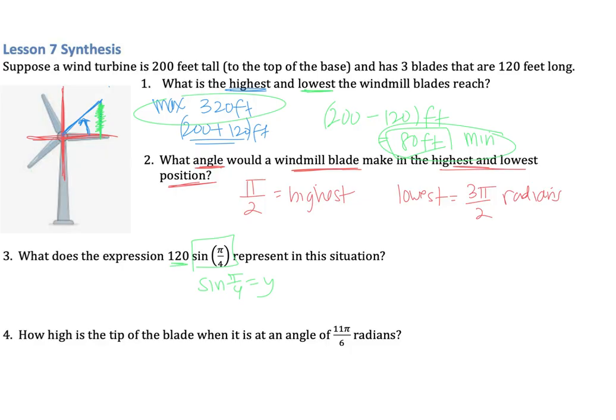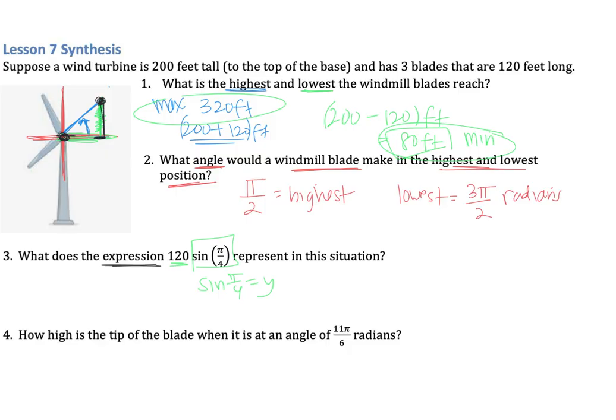It represents the length from the top of the wind turbine to the tip of where the blade would have rotated. So from the top of the wind turbine to the tip of the blade for the wind turbine. So that's what it represents. You need to write that in your own words. So it represents the distance from the middle of the wind turbine to the tip of the blade.